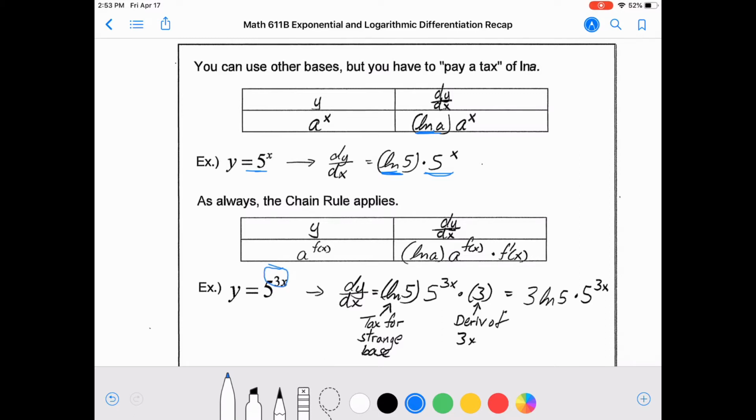So when we differentiate, pay our tax for having a base of 5. Then nothing happens, it just stays the same. And finally, from the chain rule, we have the derivative of 3x. You can put that all together in a different order if you want, and call it 3 ln 5 times 5 to the 3x. But either order is fine.